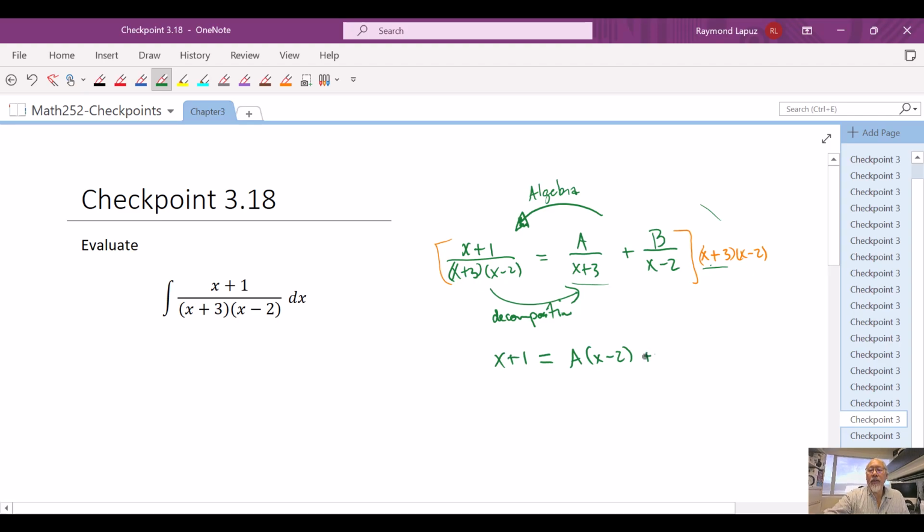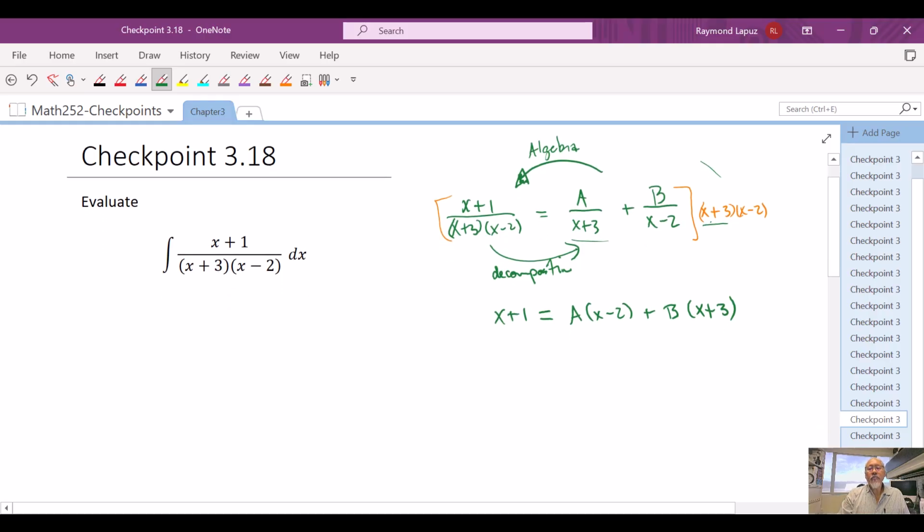And then when I distribute to the second term, the x − 2's will cancel, so I will just have B times (x + 3). All right. There are several ways to go from here. One way I like to do it is to distribute everything and combine like terms.